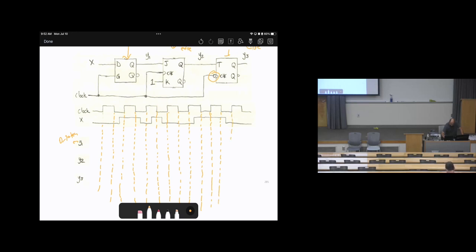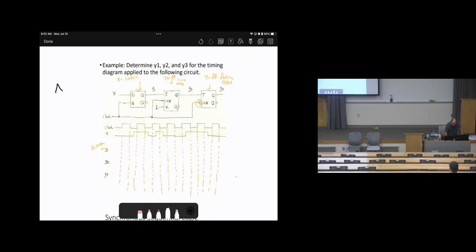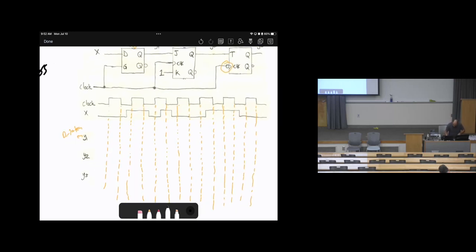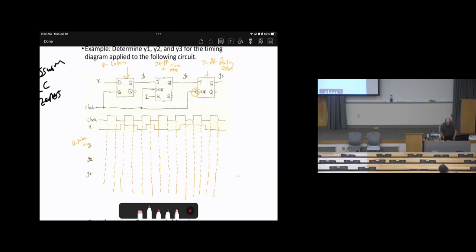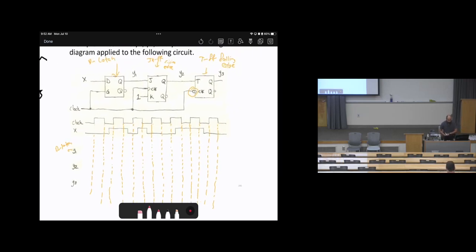And let's assume here the initial conditions are zeros. So I'm going to write it here: assume initial conditions as zeros. I'm going to start first with y1, which is associated with the latch. Y1 is level sensitive. So here, again, the initial condition is 0 for these parts.